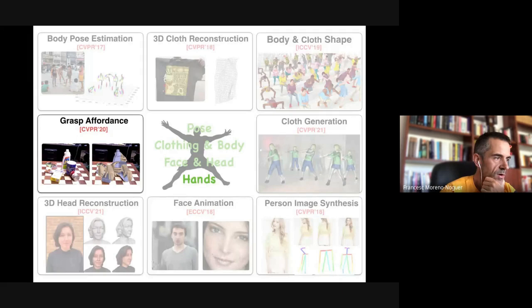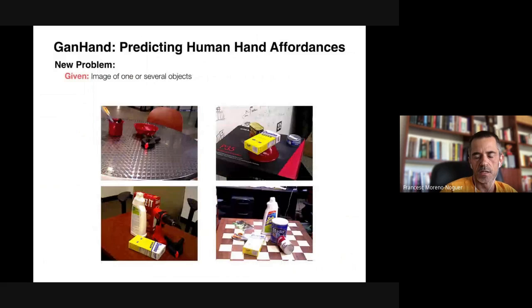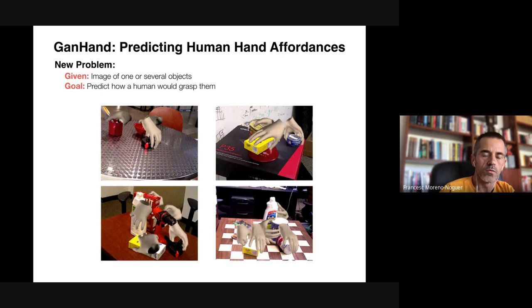Now let me go very quickly to explain this last paper. I have 4 or 5 minutes. This is on grasp affordance. Again, this work was done in collaboration with Greg and a student who did an internship at Naver Labs, and it was a CVPR a couple of years ago. Actually, we defined a kind of new problem that was not used before in hand modeling. Given an input image with one or several objects, our goal was to predict how a human would grasp each one of the objects. As a side result, we also obtained the 3D reconstruction of the object.